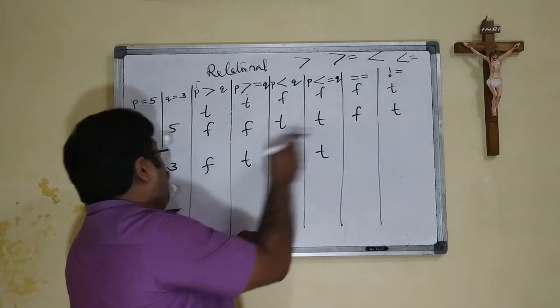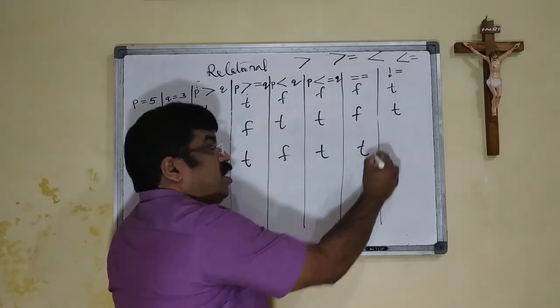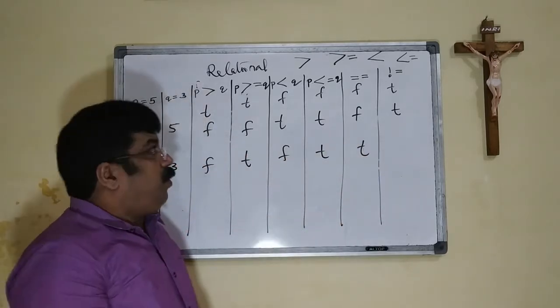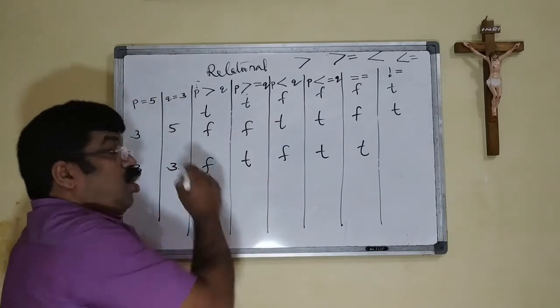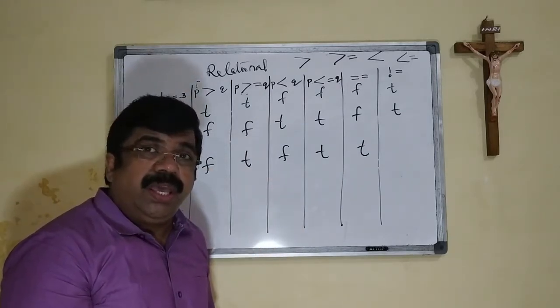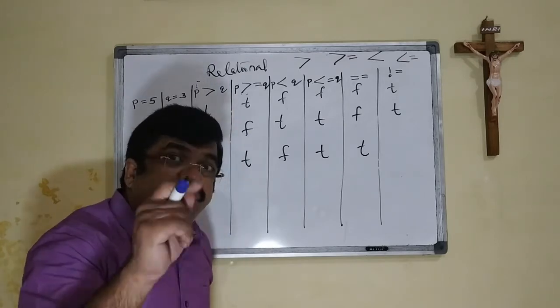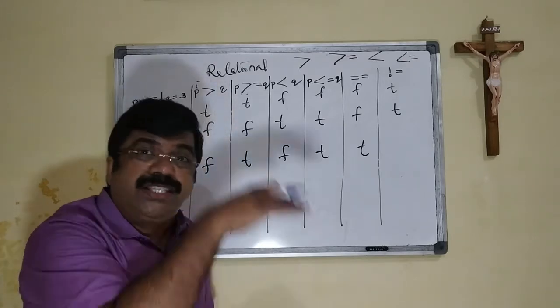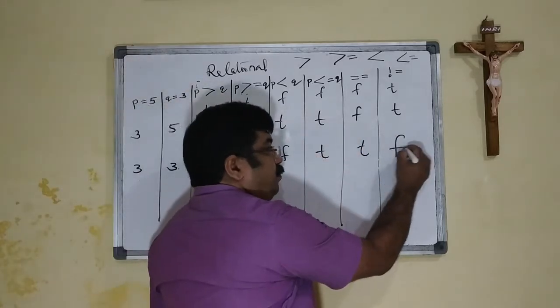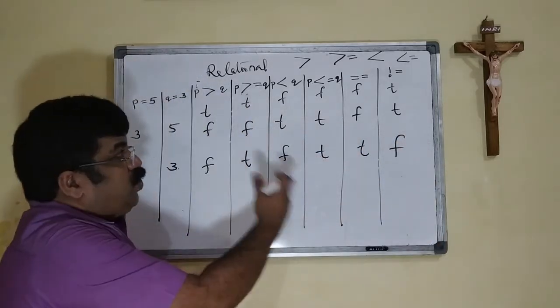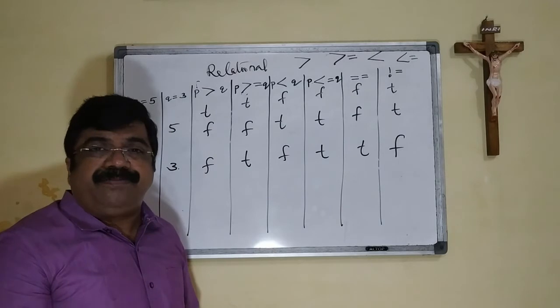3 and 3 are equal. The condition is true. 3 is not equal to 3, that condition is false. 3 is equal to 3 is true. 3 not equal to 3 is false. So this is what the relational operator is.